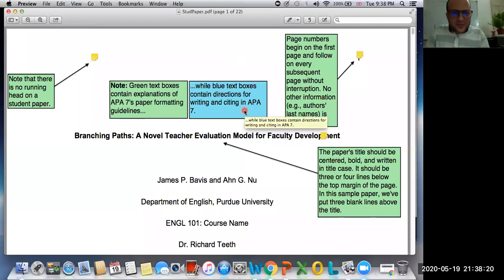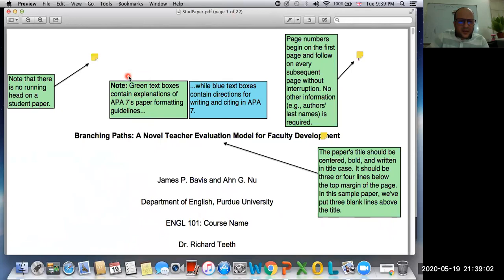So dear students, as you can see here, we have a student's paper entitled Branching Paths, a Novel Teacher Evaluation Model for Faculty Development. This is one of the examples I'd like to share with you today. Maybe in the upcoming sessions, we would like to share some topics on linguistics and maybe on literature. So today is, we can say, an ice-breaking session that paves the way for much more understanding of the APA style.